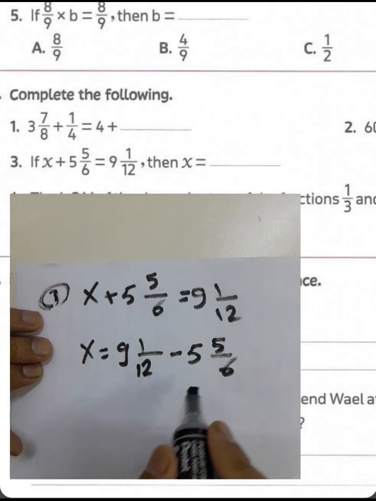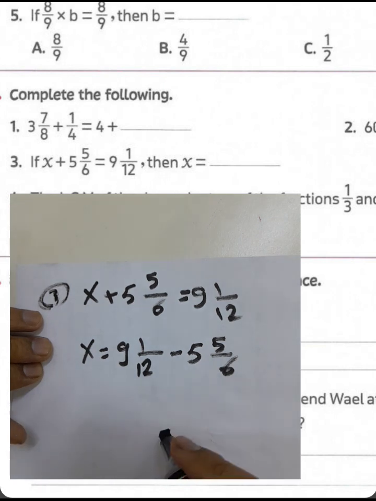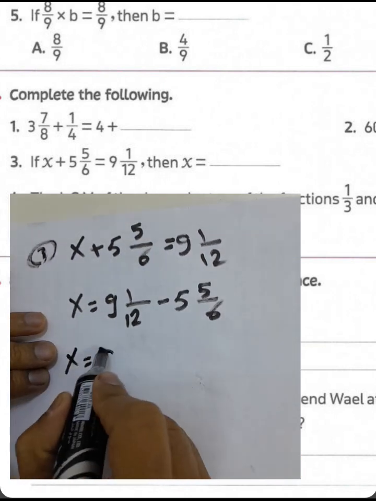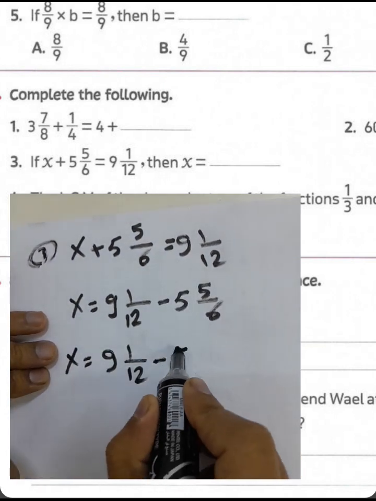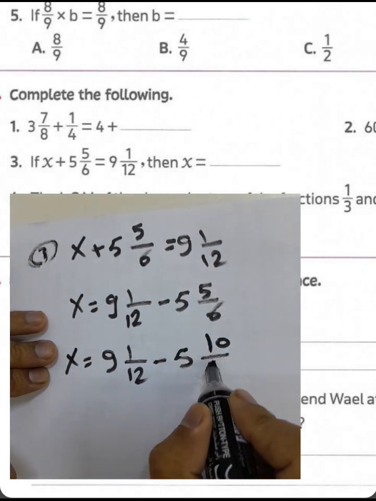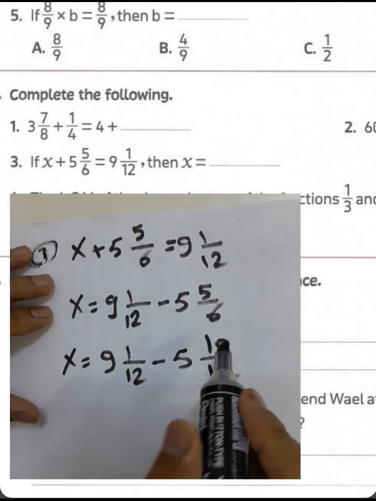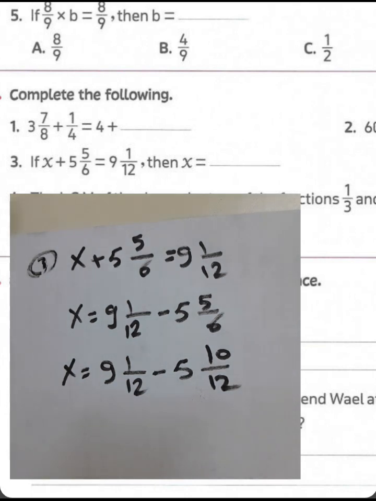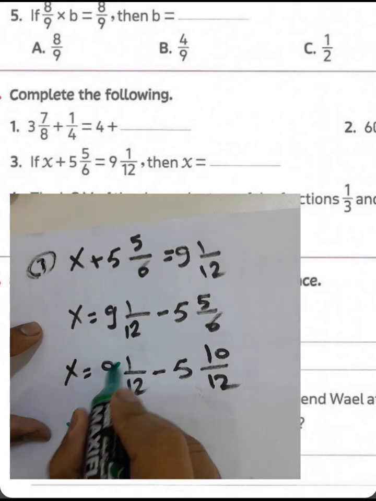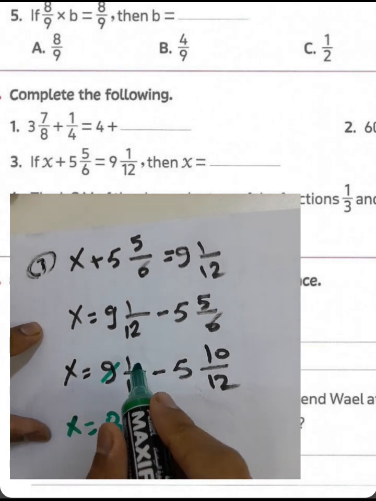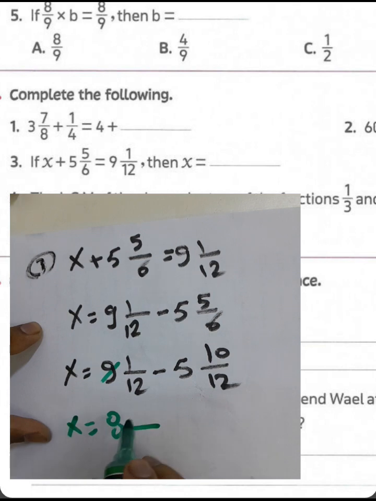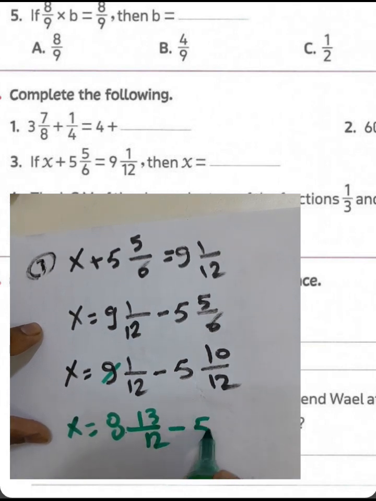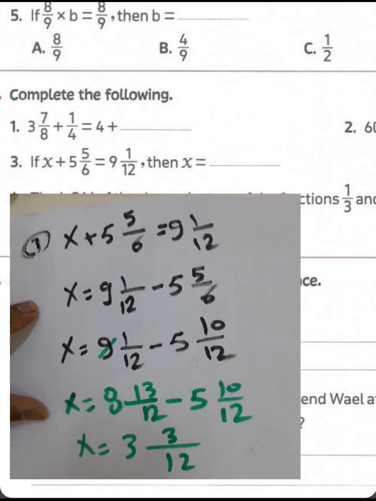And then you can write the least common multiple between 6 and 12, it will be 12. X equals 9 and 1 over 12, subtract 5, and 2 times 5 equals 10, 2 times 6 equals 12. 1 minus 10, we can't do it, so you must borrow 1 from the left-hand side. You must borrow 1 from 9, it will be 8, and 1 equals 12 over 12 plus 1 over 12, it will be 13 over 12. Subtract 5 and 10 over 12. 8 minus 5 equals 3, and 13 minus 10 equals 3, and then write 12 in the denominator.